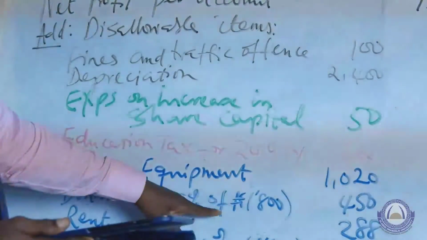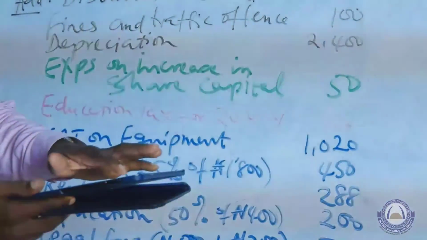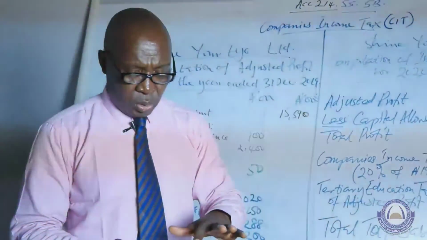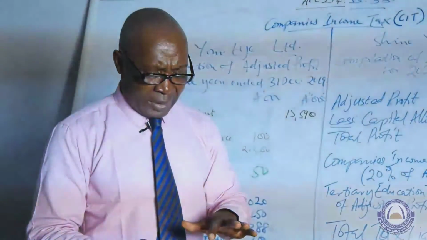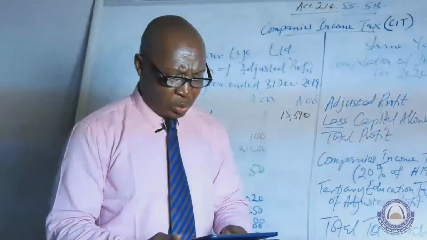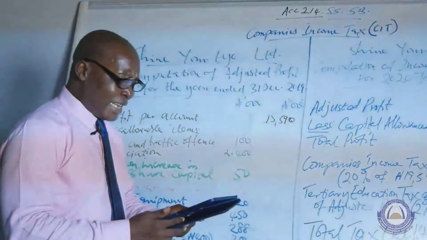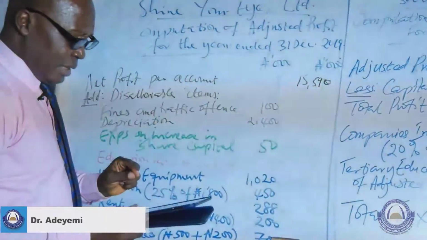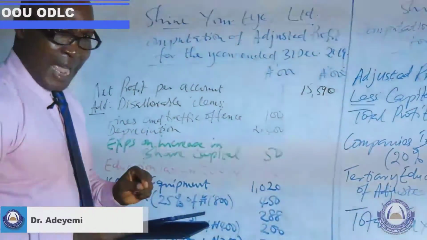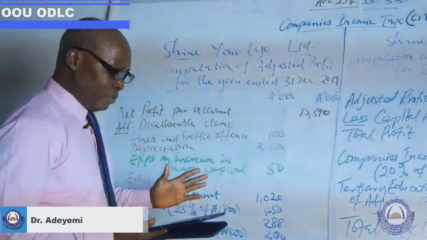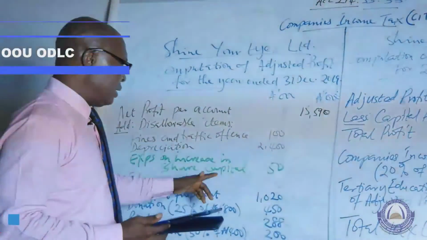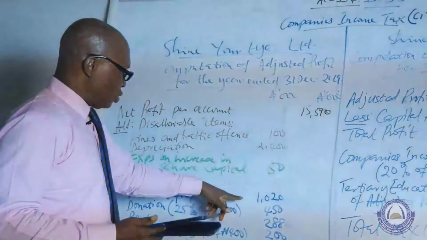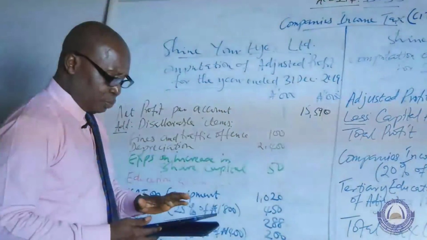Donation, 25% of 1.8 million. Why is 25% being disallowed? From the note, you will see that 25% of that donation was expended on hiring a first-class musician for the birthday of the community chairman. The hire of a first-class musician for the birthday celebration is not wholly for the purpose of generating the income for that year. So that's why 25% of that donation was disallowed.